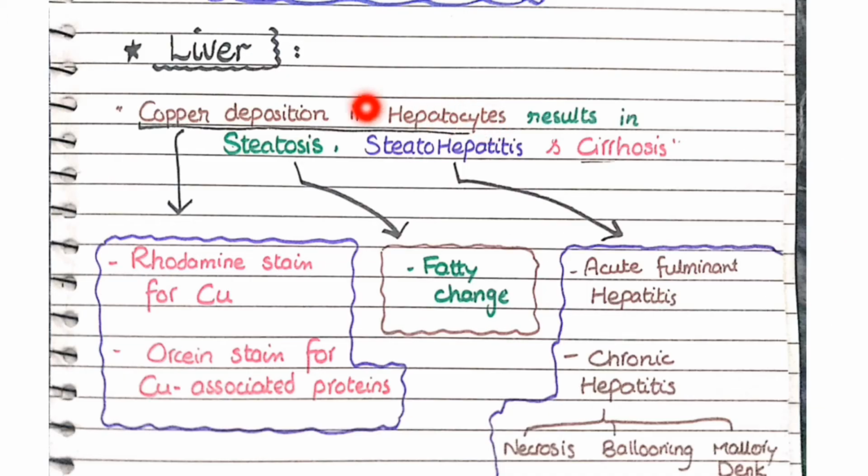The second keyword is that this copper deposition in hepatocytes results in steatosis. Steatosis means accumulation of fat in the liver, and this accumulation of fat in the hepatocytes will either be microvesicular, in the form of small vacuoles, or macrovesicular, in the form of large vacuoles. So you will see fatty change.